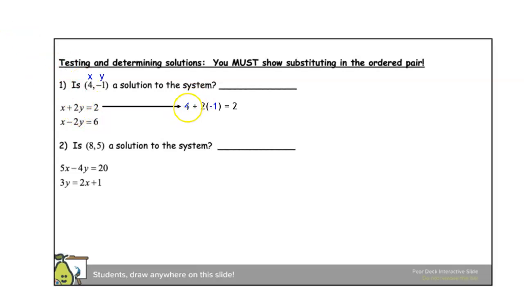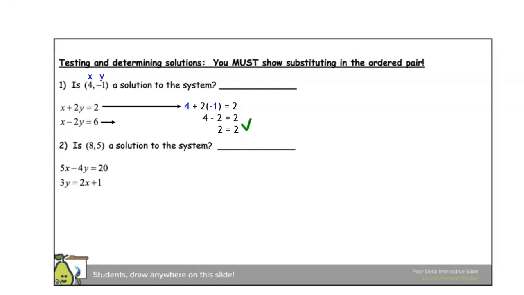So I've substituted 4 and negative 1 into my equation, keeping in mind that if there is a multiplication, like 2 times y, I am going to use parentheses. When x is all by itself, it's not necessary to use parentheses. All right, next step is we're going to simplify on the left-hand side. So we have 2 equals 2 here. It's a solution to the first equation. Let's see if it's a solution to the second equation.